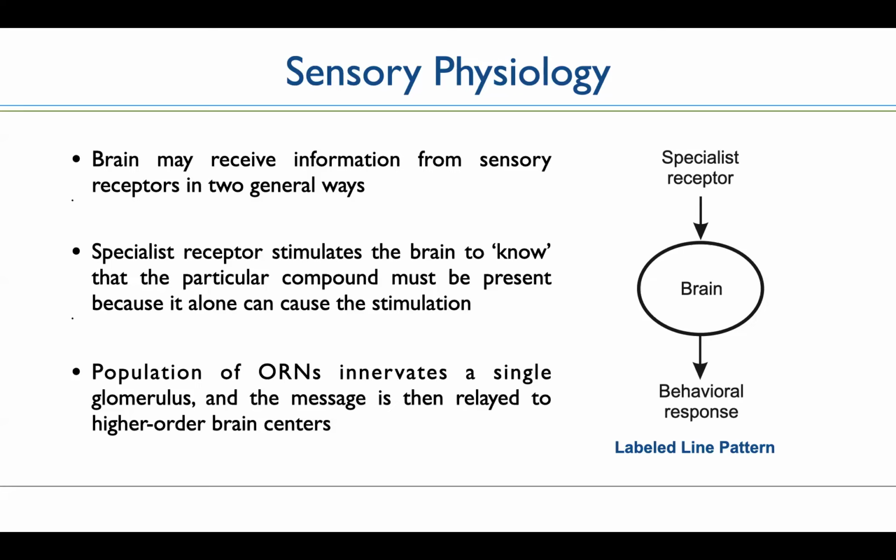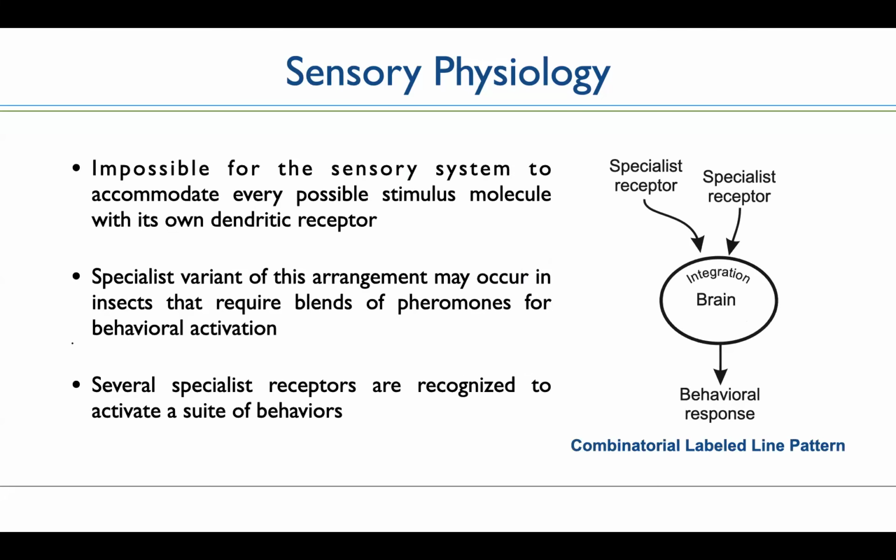And so you have a population of these olfactory neurons. They'll innervate a single glomerulus of the brain, and then the message is then relayed to higher order brain centers to process for behavioral activity. So you can have these labeled line patterns, and that is the one stimulus, one receptor, one response type of pattern, or you can have a combination, right? So where you have, again, specialist receptors, but they have to be activated at the same time to create a different response. Okay, so you have these combinations as well. And then they build off of this.